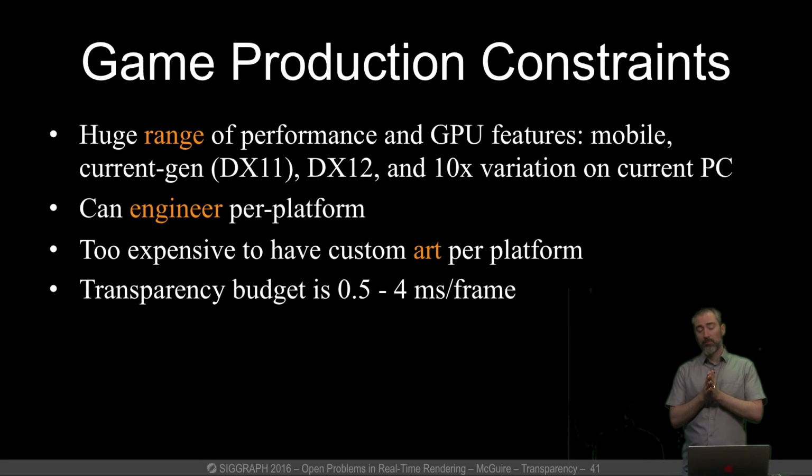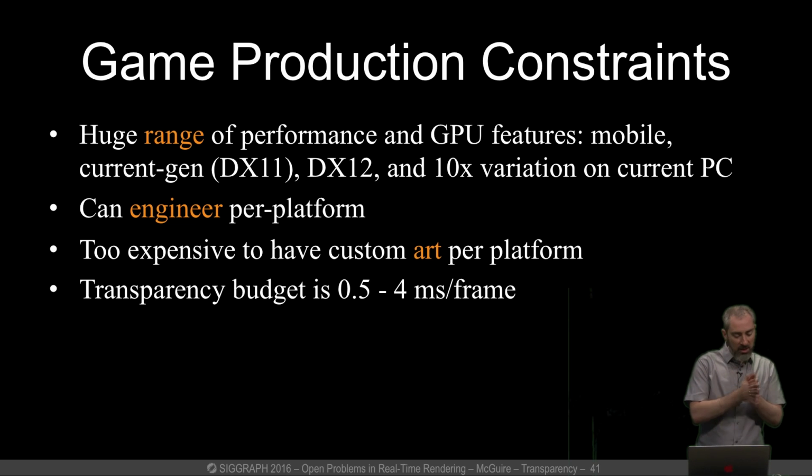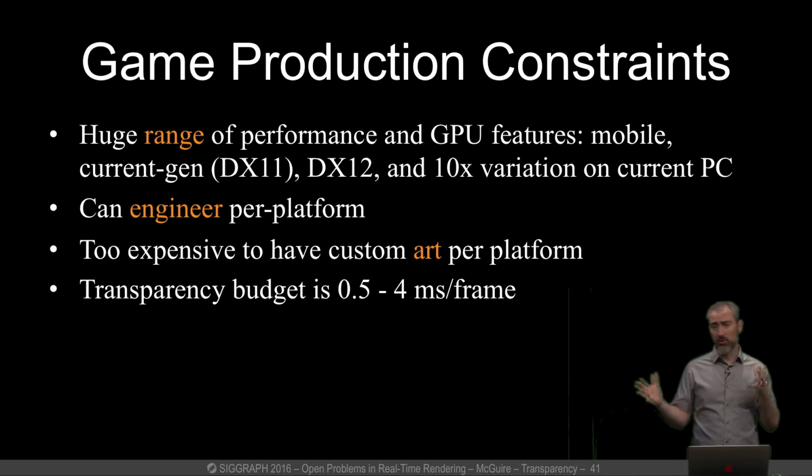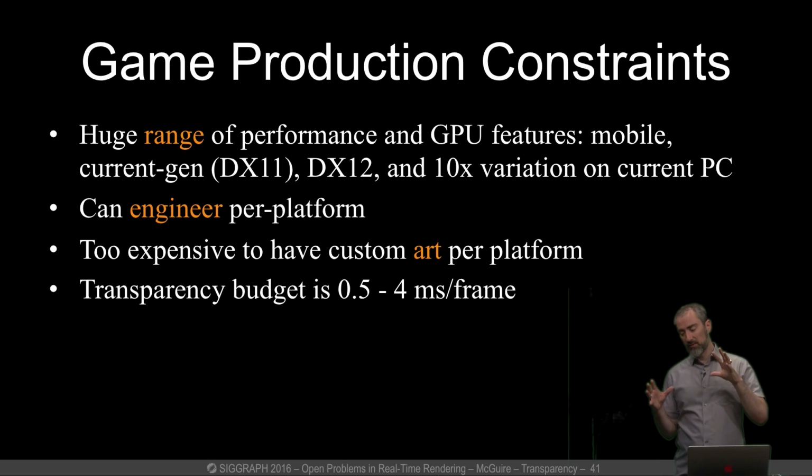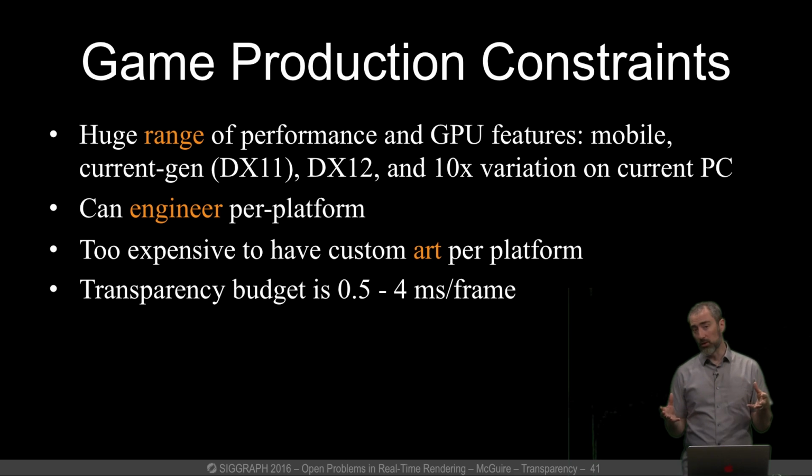And of course, there are production constraints for games. There's a huge performance range from consoles, which are DX11, all the way up to DX12 PCs, and PCs themselves have about an order of magnitude variation in net performance. And what's interesting is that video game development and production is really dominated by the art workload. So we might have 20 artists for every programmer. And it's actually reasonable under those constraints to say the programmers will actually redesign the engine for every platform.